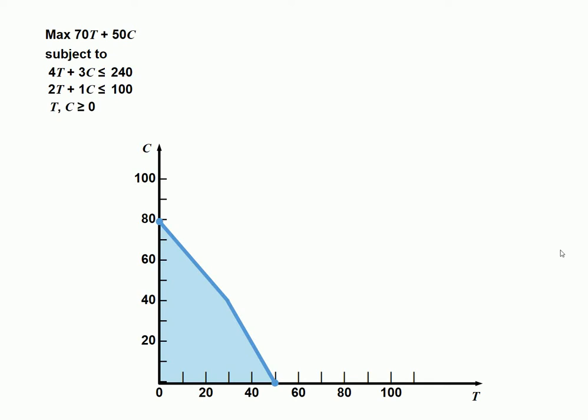Now we can apply the isoprofit line method. The first step of this method is to arbitrarily assign a value to the objective function. For example, I'm going to choose 2100. So the objective function becomes 70t plus 50c equal to 2100. This makes it a line. Now let me graph this line.